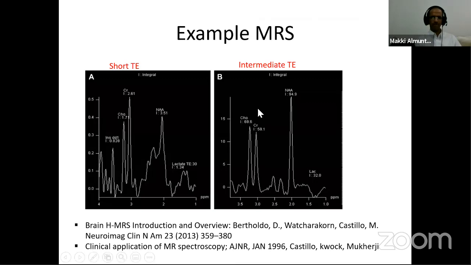This is an example, this is intermediate TE, where you see the N-acetyl aspartate at 2 ppm, creatine at 3, and the choline at 3.2. And here is the lactate between 1 to 1.5, about 1.3. This is the normal appearance. When you draw a line from NAA to the choline passing by creatine, this is what they call Hunter's angle. In tumor, it will be reversed. The NAA will be low and the choline will be high in neoplasm.